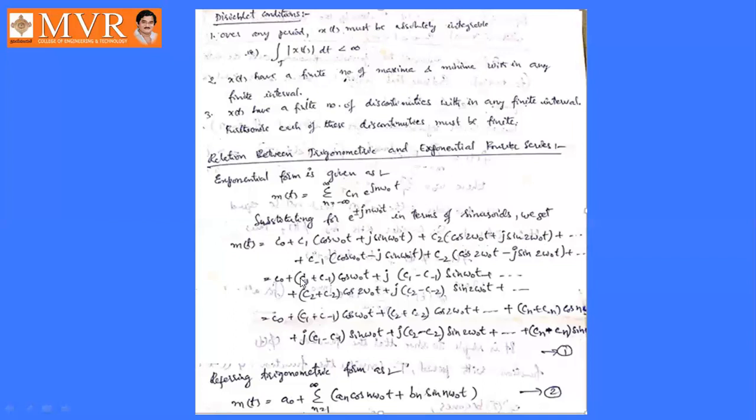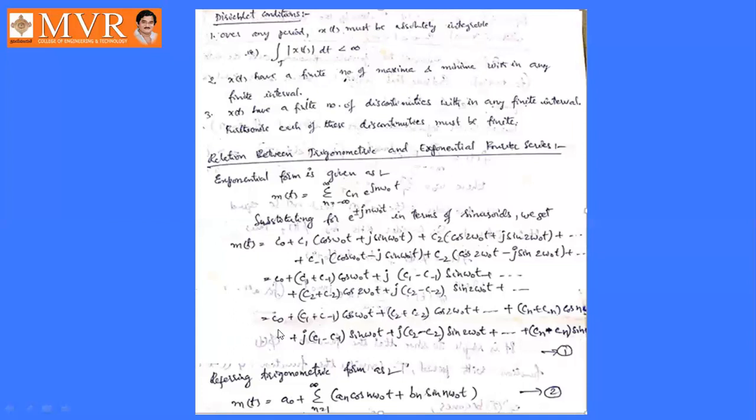So we can write this as C naught plus (C1 plus C minus 1) into cos omega naught t, plus j into (C1 minus C minus 1) into sin omega naught t, plus (C2 plus C minus 2) into cos 2 omega naught t, plus j (C2 minus C minus 2) into sin 2 omega naught t, plus ... So we can separate it there.